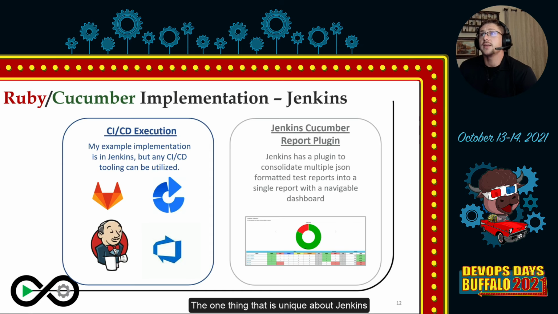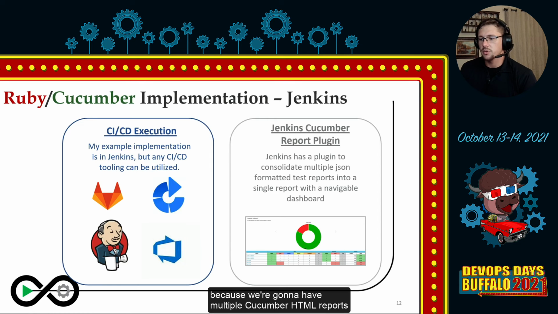The one thing that is unique about Jenkins is the Cucumber report plugin. And that plugin provides us the ability to look, because we're going to have multiple Cucumber HTML reports and JSON reports, at all those reports in one consolidated view.